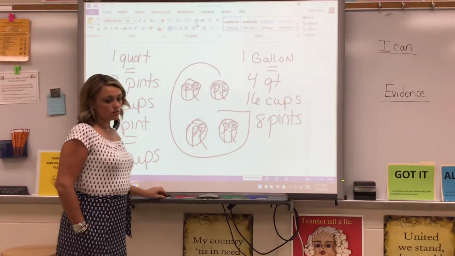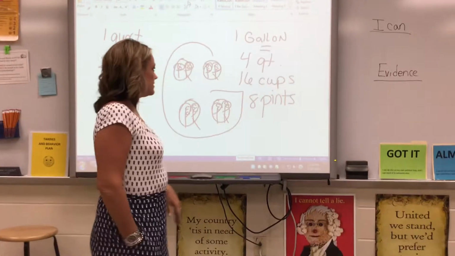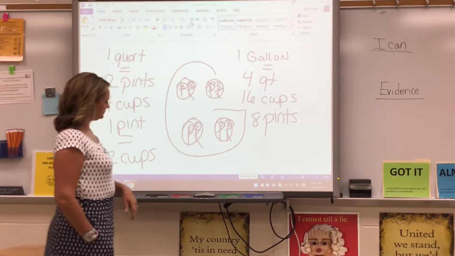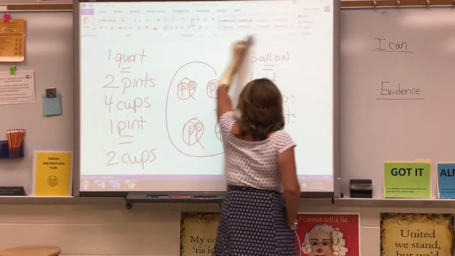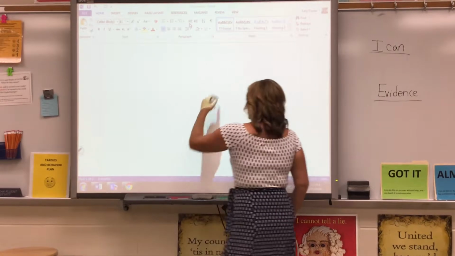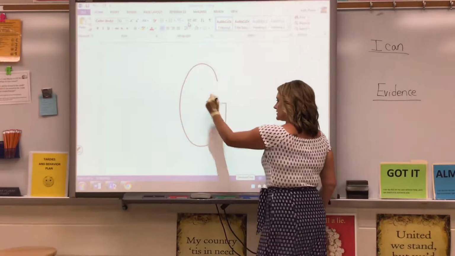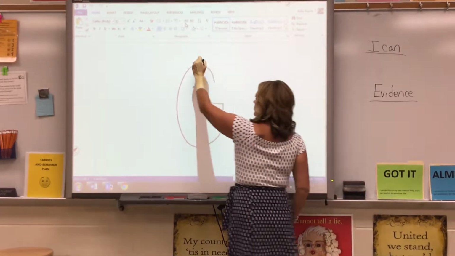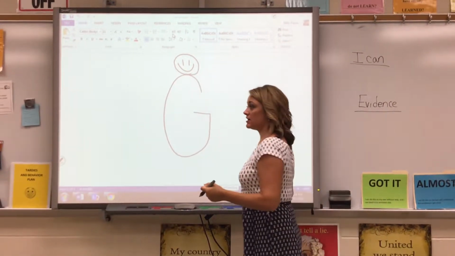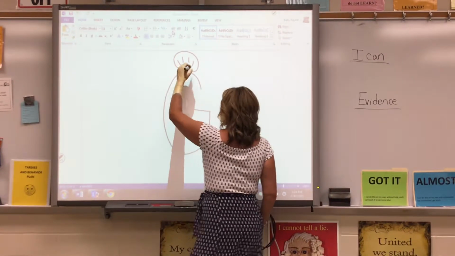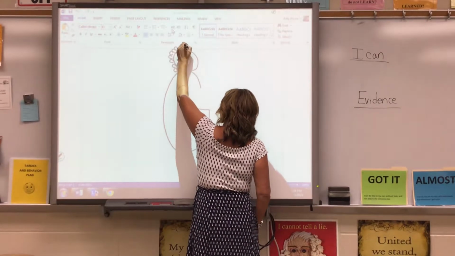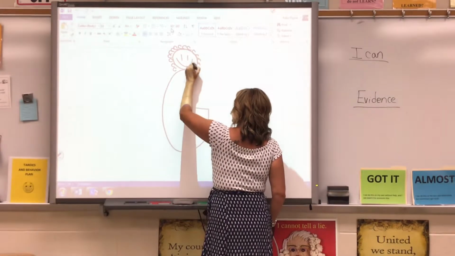So flip this paper over. And then I'm going to show you one more thing just to reinforce all of this, okay? We're going to draw a nice big G again. That's going to stand for gallon. We're going to put a face on him. We said there's 16 cups in a gallon, okay? So when we get a gallon of milk, there's 16. So we're going to give him some hair, 16 C's of hair. 1, 2, 3, 4, 5, 6, 7, 8, 9, 10, 11, 12, 13, 14, 15, 16.